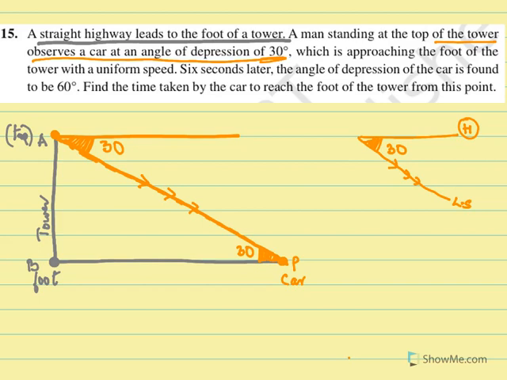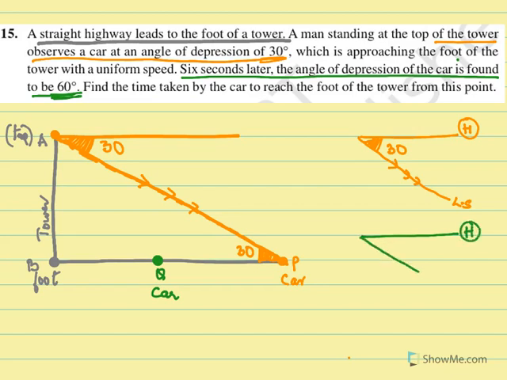Now for the second part of the sum, which is approaching the tower with a uniform speed. So this car is moving towards the tower with uniform speed. 6 seconds later, the angle of depression is found to be 60. So the car has moved, maybe somewhere here, moving towards the tower. So now the car is in this position, and definitely the angle would have changed. Now again we are drawing the angle of depression of 60. How do we draw angle of depression? First we draw the horizontal, then the line of sight. Why is it down? Because it is angle of depression. This angle between the horizontal and the line of sight is the angle of depression.